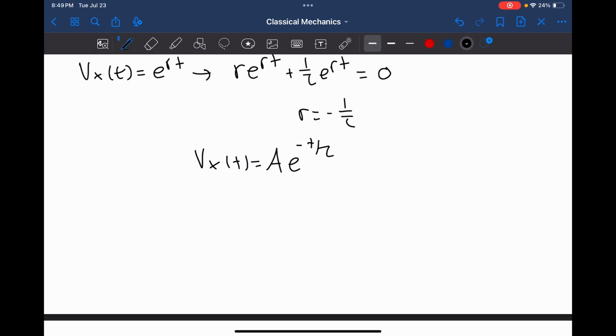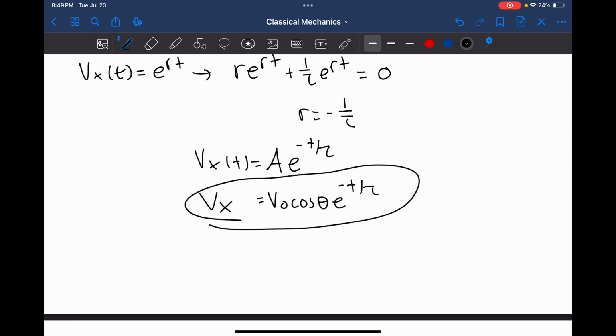Now we can go ahead and write down what our initial x velocity is, and from the last video we know that is v naught cosine of theta. So this is going to be equal to v naught cosine of theta e to the minus t over tau. Here's vx. If you're not familiar where the initial velocity came from, go back and watch the last video.